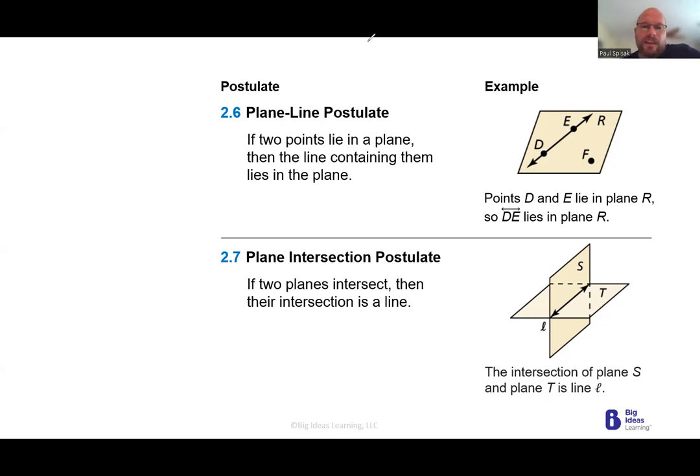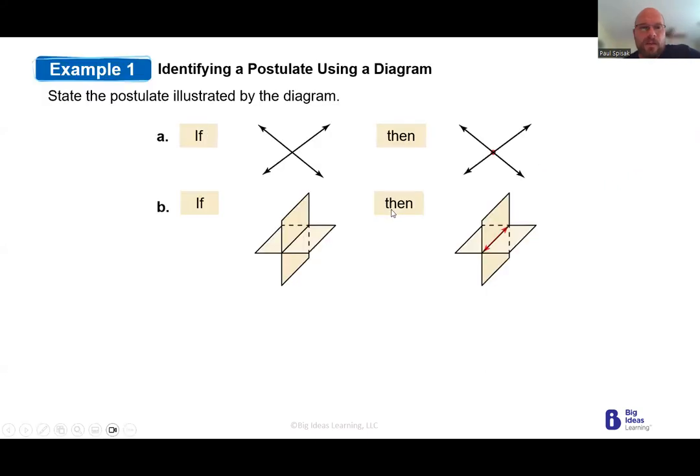On 2.7, plane intersection postulate. If 2 planes intersect, then their intersection is a line. So we've talked about this one already. Early in the year, we didn't have a name for it yet, but now we do. It's plane intersection postulate. And there are some postulates that are going to be more useful than others as we go through the year, but it's helpful to know all of them. All right. State the postulate illustrated by the diagram.